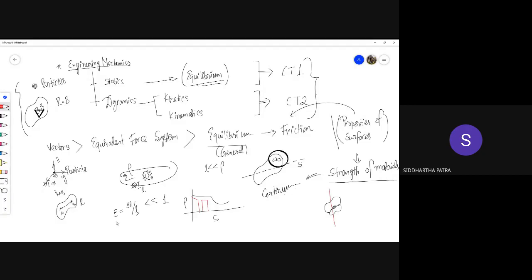for most materials, these strains are within the limits of 10 to the power minus 3. The objects that we use, let's say for constructing buildings or for lifting a heavy weight, as long as they are within the elastic limit, the strains are smaller than 10 to the power minus 3.